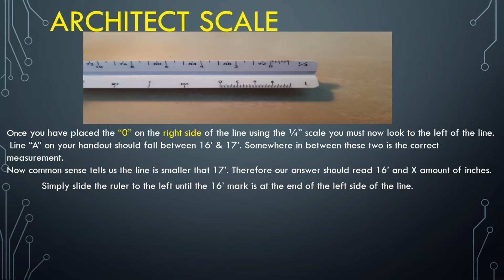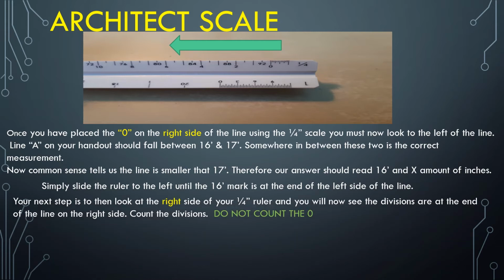Simply slide the ruler to the left until the 16-foot mark is at the end of the left side of the line. So you don't even have to lift up the scale ruler. You just slide it along the line, and you're only sliding it a very small fraction. Okay, so you slide it to the left.